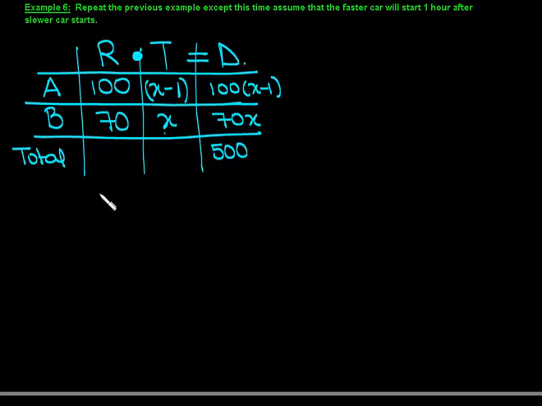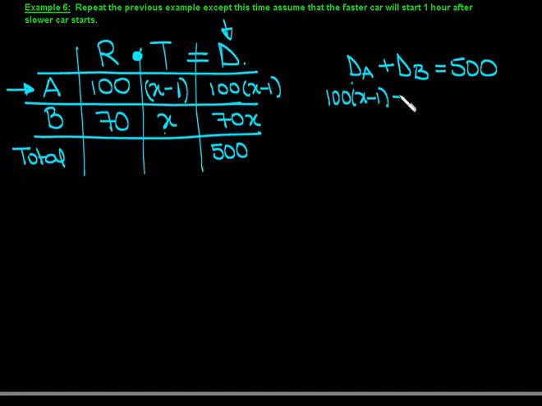So we know that the distance traveled by car A plus the distance traveled by car B should equal 500. That should be my total distance. Distance traveled by car A, this is my distance column here, this is my car A row, should be 100 times (x minus 1) plus distance traveled by car B, 70x, is equal to 500. Again, it's a linear equation now. It's got only one unknown, so it's easy to solve.